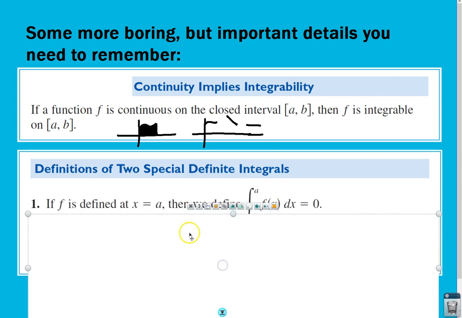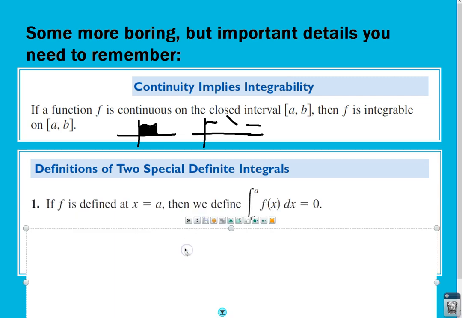Special definitions. If f is defined at x equals a, then we define the integral from a to a of f of x to be 0. What would that even look like? Let's say I have my usual curve that I like to draw on a daily basis. I'm evaluating it from a to a. So basically I want the area of this thing right here. Well, a to a, that's not going anywhere. You're staying in the same spot. So essentially, you have the area of this line right here.